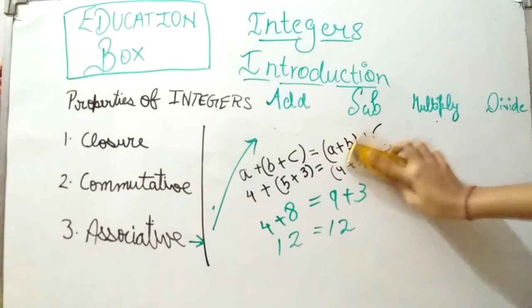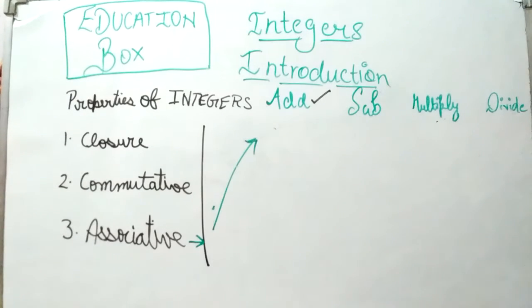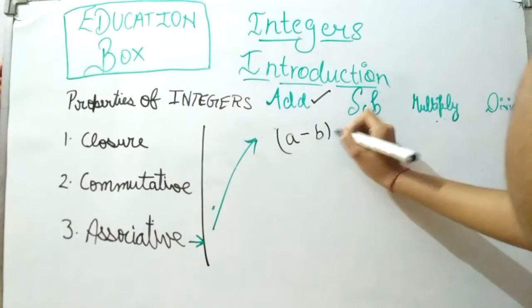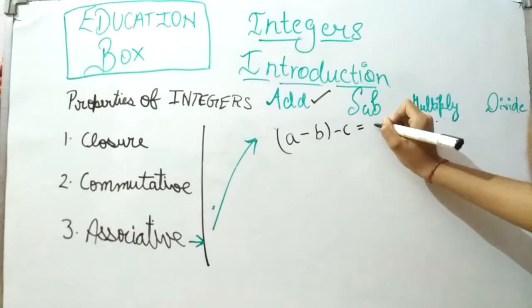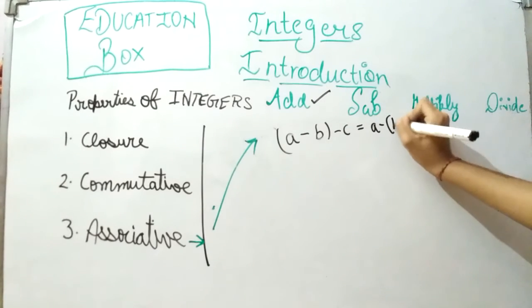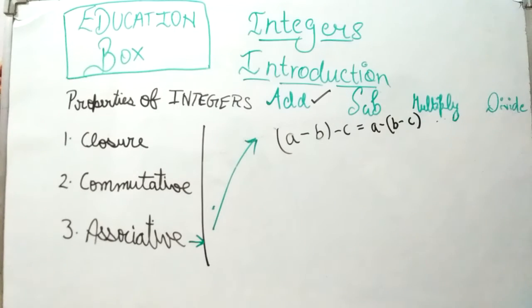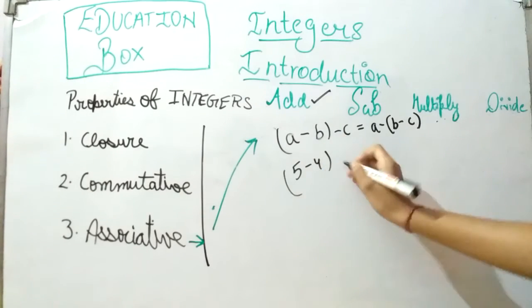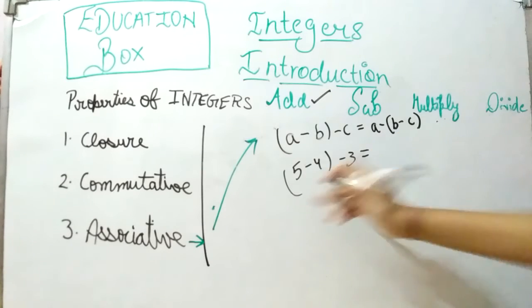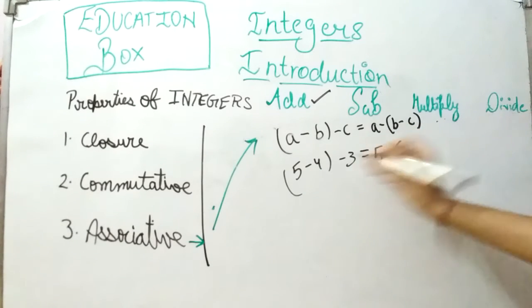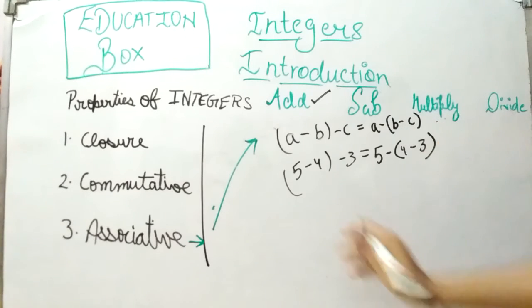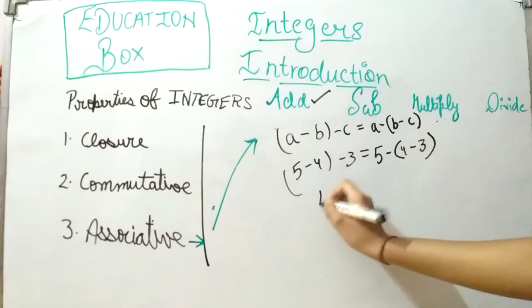Now let's check this in subtraction. We will write again the formula. Now let's take the numbers as 5 minus 4 minus 3, and put the value of A as 5, B's value as 4 and C's value as 3. Now let's check. 5 minus 4 is 1, and 1 minus 3.